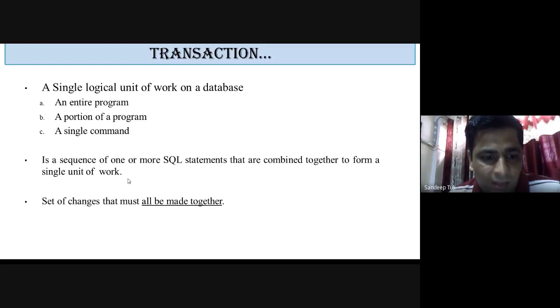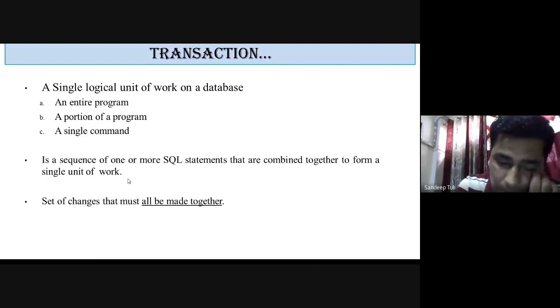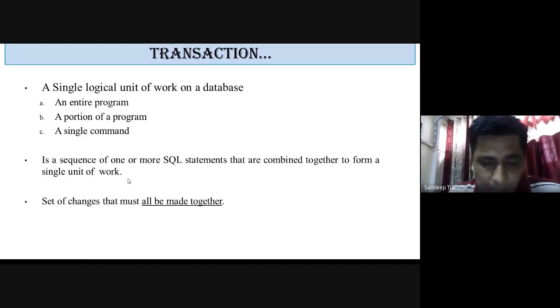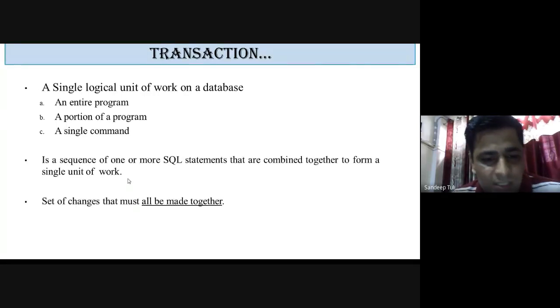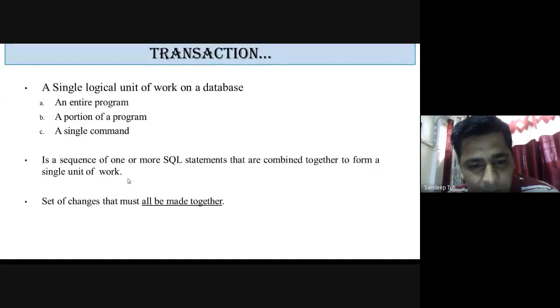Finally, the set of changes that must all be made together. I have underlined the word all, be made together. We will explain this later. What does it mean actually, in the coming slides, in two or three slides I am going to explain it thoroughly. So right now you just read it: set of changes that must be made all together, because it is a basic property of transactions that all the statements within the transaction must be done, or else none of them. So it will be explained thoroughly in the next coming slides.